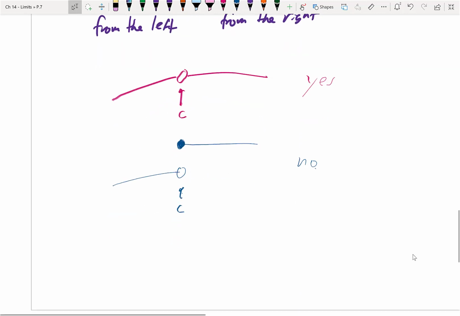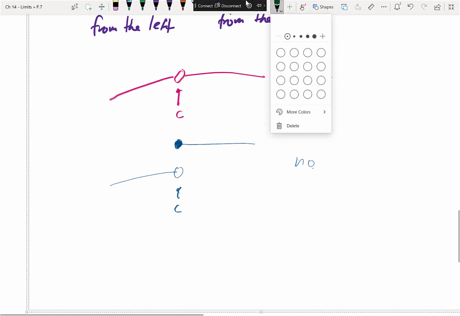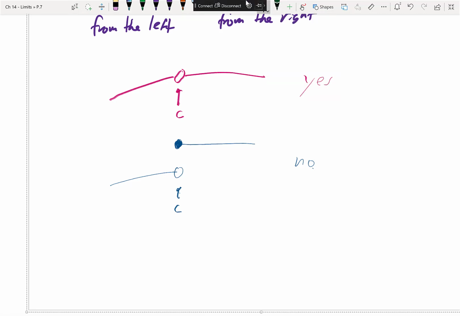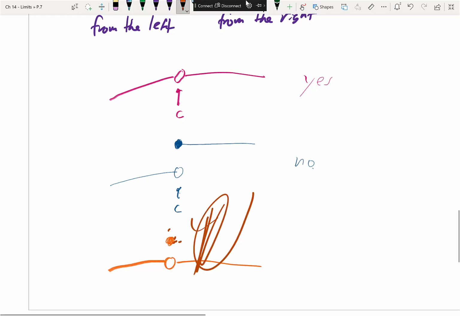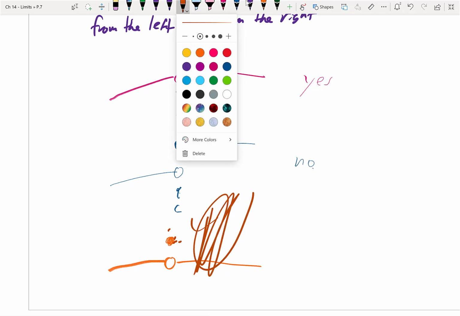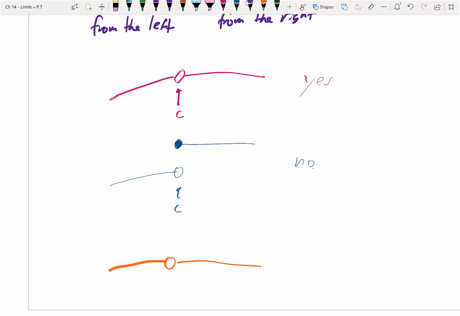What about this one? We'll go orange. Hang on. Uh-oh, it's flaking out on me. See, I see none of what I just wrote until it kicks in.